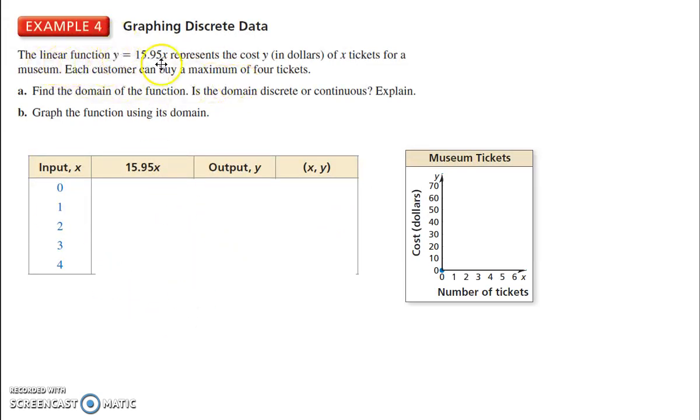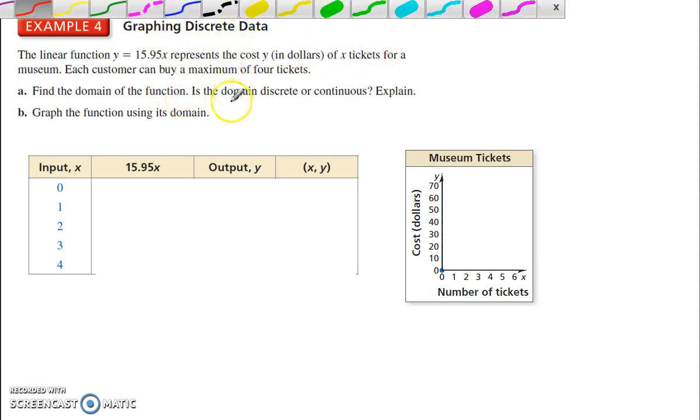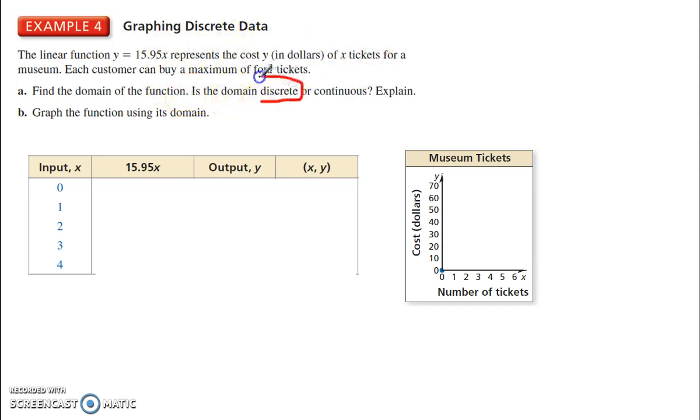All right, graphing discrete data. Here we have a linear function y equals 15.95x. It represents the cost y in dollars for x tickets for a museum. Each customer can buy a maximum of 4 tickets. So y is the cost, x is the number of tickets. It does not make sense to have a ticket and a half. So this is discrete data. You can't buy half a ticket, so your input has to be integers.